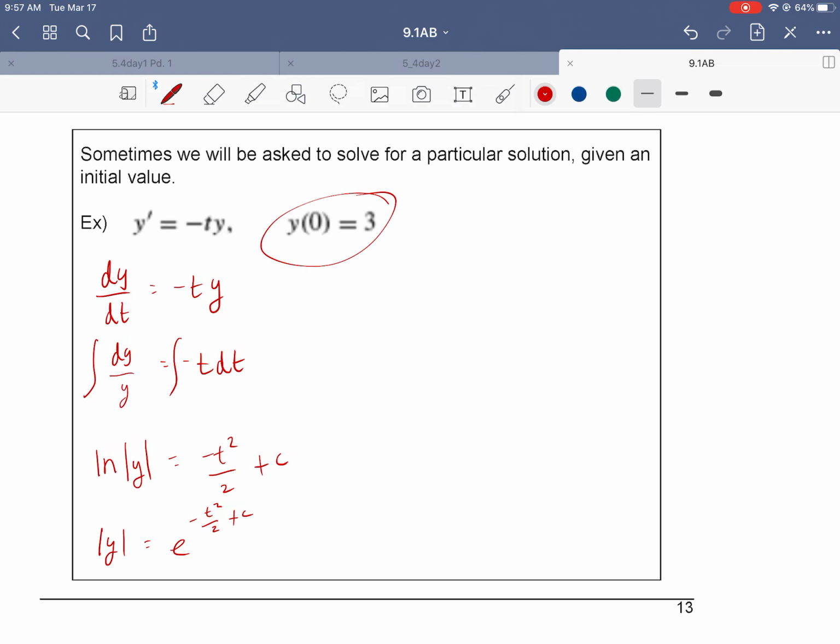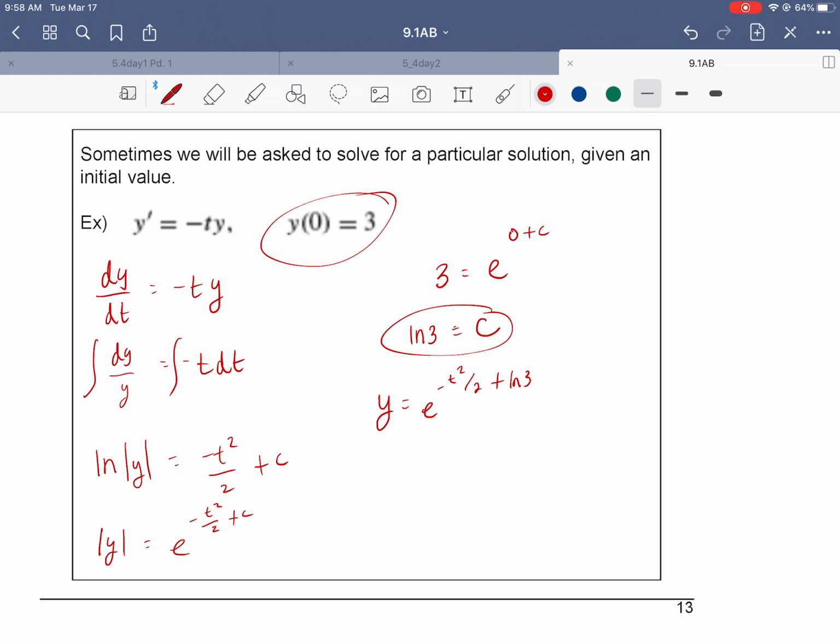Then we use our initial condition to figure out what c is equal to. So 3 equals e to the 0 plus c. So then if we apply an ln to both sides, we get ln of 3 equals 0 plus c, or c. So plugging that back in, y equals e to the negative t squared divided by 2 plus ln 3.